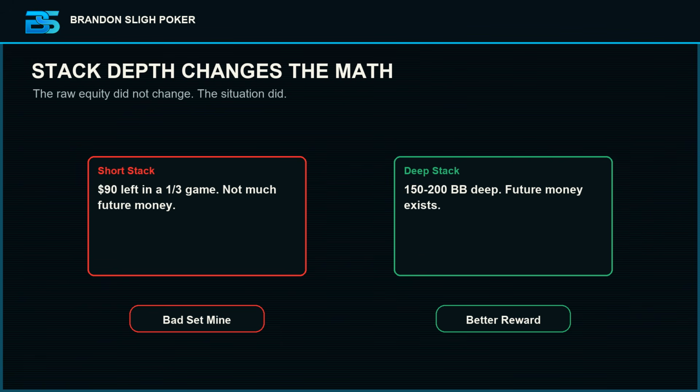Sometimes players use implied odds as an excuse way too often. They say, if I hit, I am getting paid. But what if your opponent's stack is short? If you were calling with a small pocket pair hoping to flop a set, your opponent needs money on the table. If they only have $90 left in a 1-3 game, you cannot justify calling a big raise just because you might hit a set. There is not enough money to win when you finally make your hand. However, if you are 150 to 200 big blinds deep against a player who cannot fold top pair, that is completely different. The raw equity of your hand did not change, but the situation did.